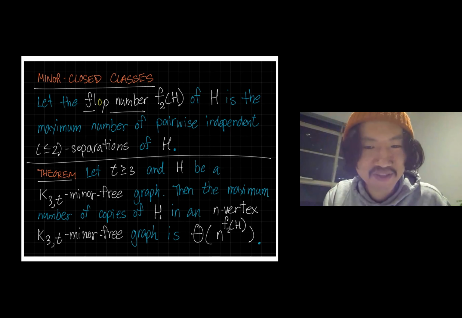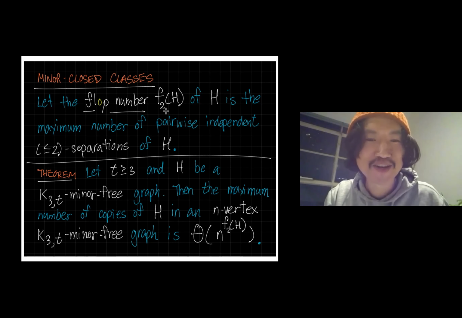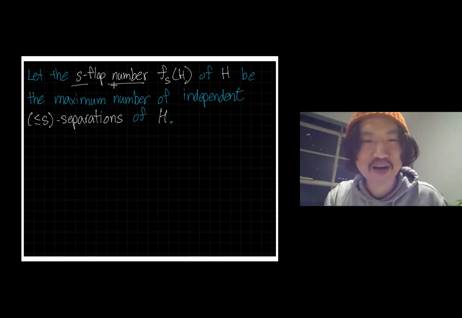So let's go to some open problems. What you might hope to do now is to generalize to higher connectivity. Here there's a two, so I consider this to sort of be the two flop number. But you can do this for higher constants. Let's define the S flop number to be the maximum number of independent at most S separations of your graph.